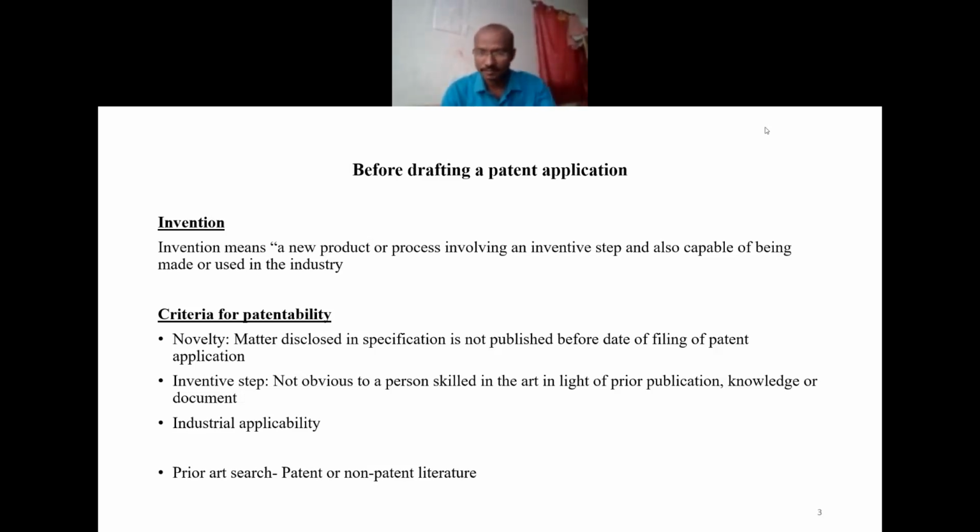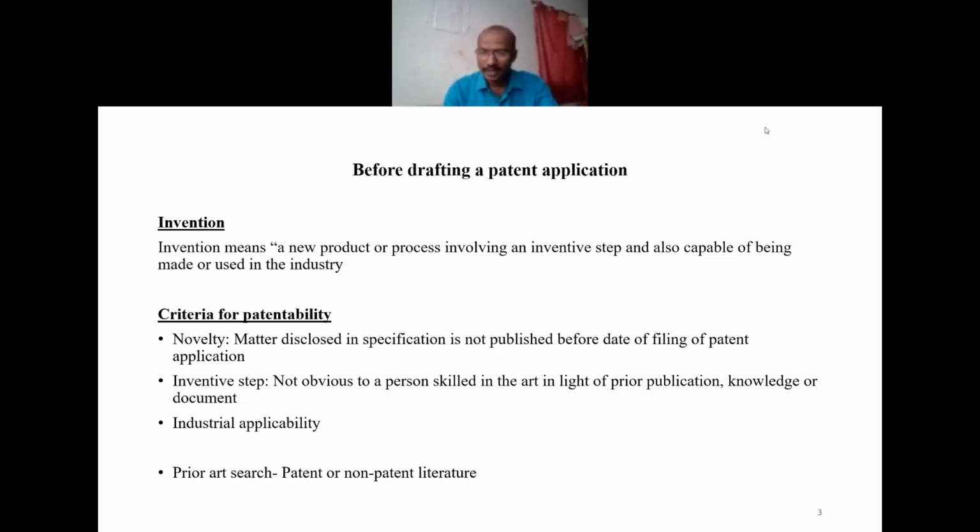in the industry. Now, to get a patent, there are certain patentability criteria. These patentability criteria include novelty, inventive step, and industrial applicability. Now, novelty means the matter which is disclosed in the specification of a patent should not be published before the date of filing of the patent application. There should not be a prior art for that particular invention which is disclosed in the specification. Then and only then will it satisfy the novelty criteria.